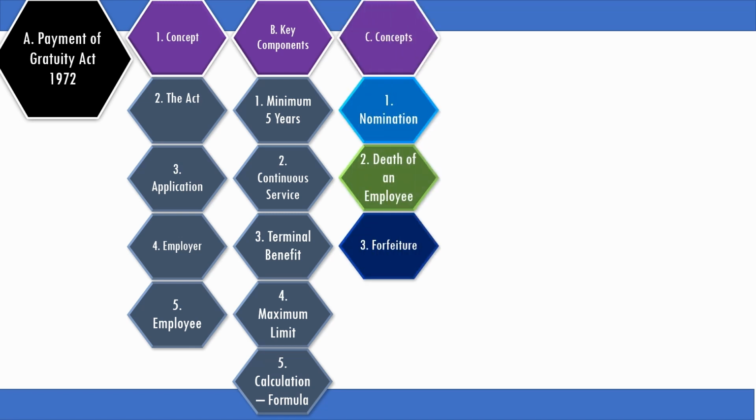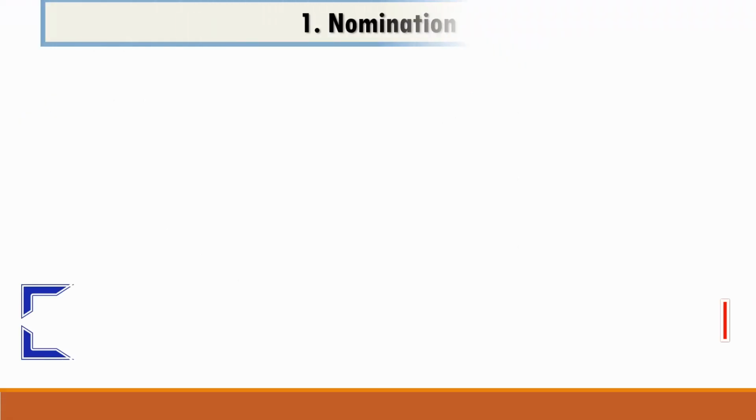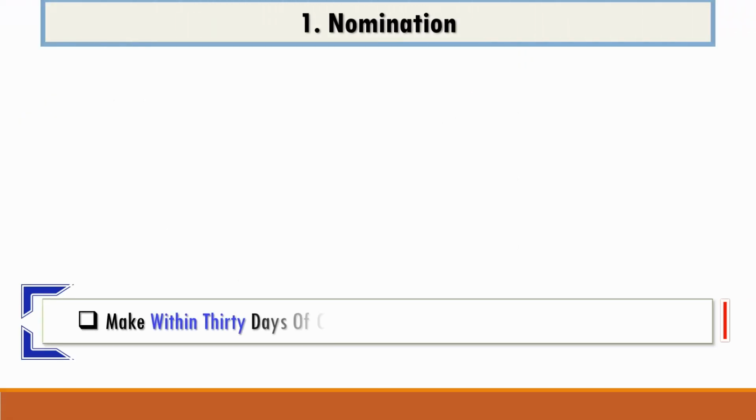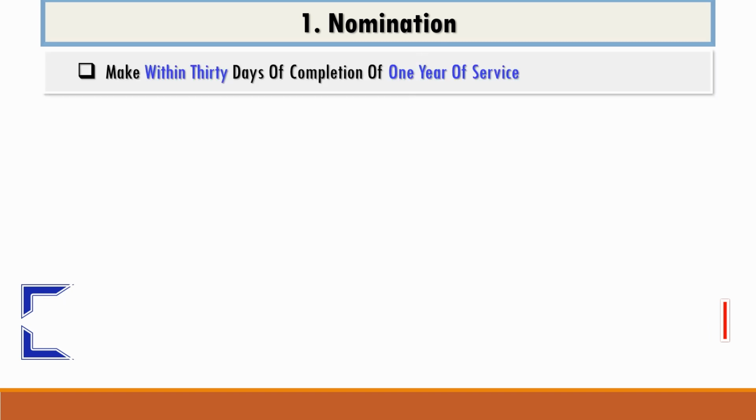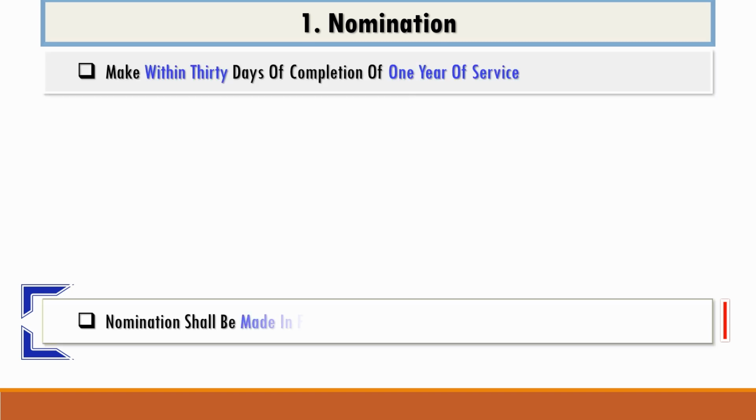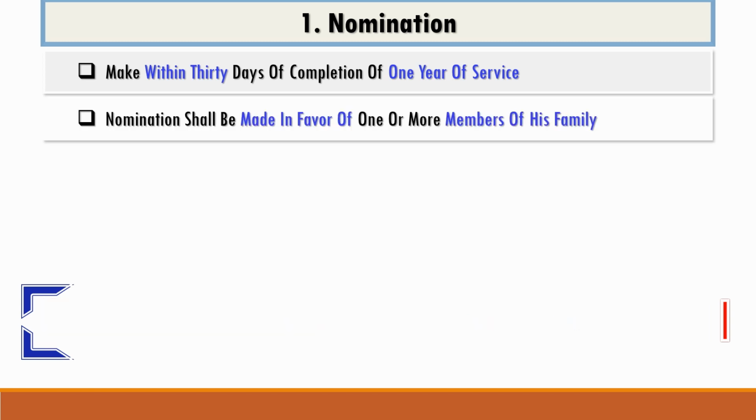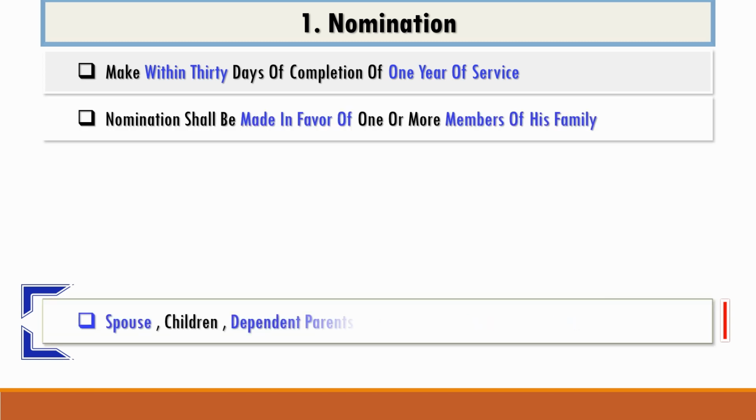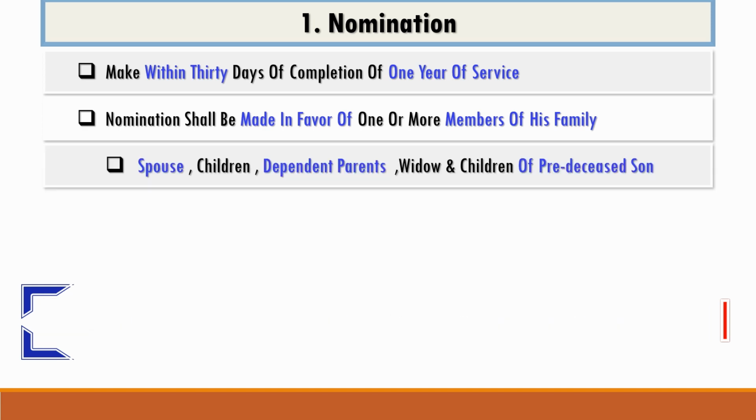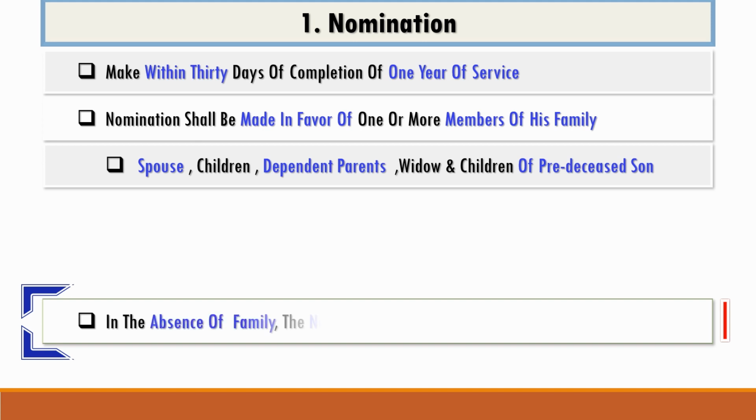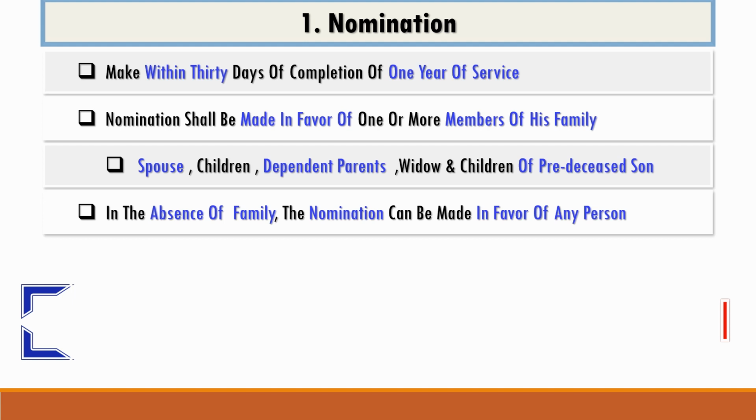The 3 unique concepts: nomination, death of an employee, and forfeiture. An employee is required to make a nomination within 30 days of completion of 1 year of service. Nomination shall be made in favor of 1 or more members of family. Family includes spouse, children, dependent parents, widow, and children of a predeceased son. In the absence of family, nomination can be made in favor of any person.